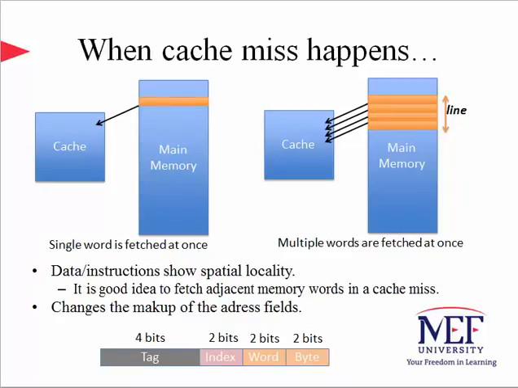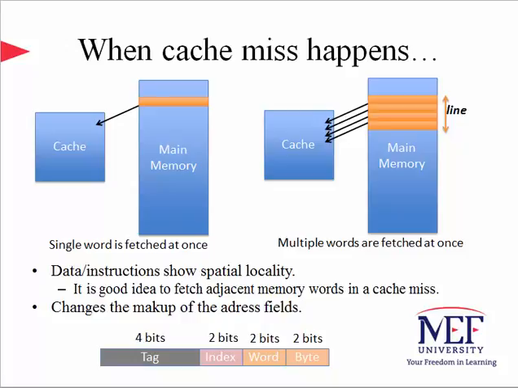So when there is a cache miss, there is usually more than one word fetched at a time. This is due to our previous discussion of the spatial locality concept. The bulk of memory words that are fetched into the cache is called a line. The whole line is fetched when data or instructions are requested from the main memory.